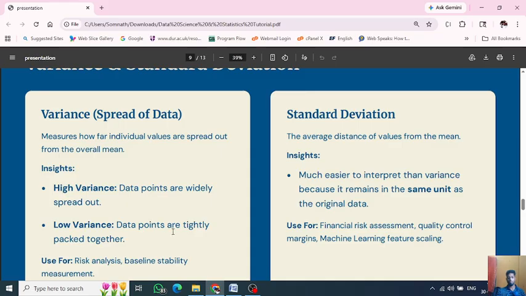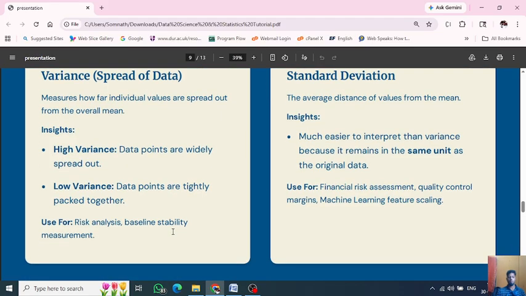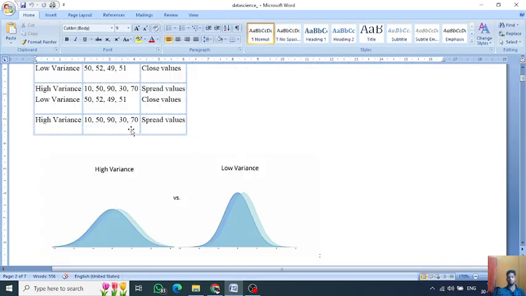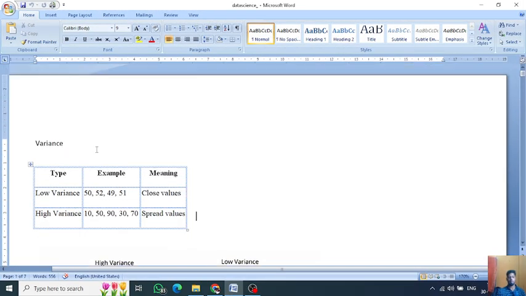I'll show you why you use this in analysis, like baseline stability. This kind of analysis I'll discuss in detail later, whenever I create a small ML model. So variance is the spread of data. Now let me show you one thing regarding the variance.